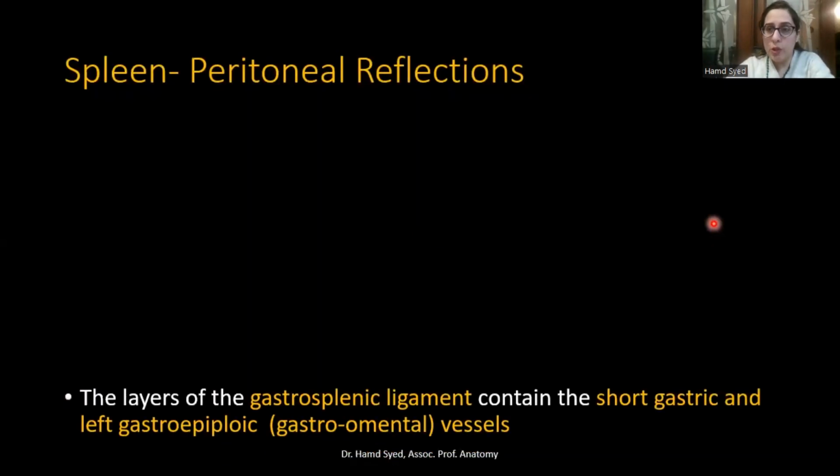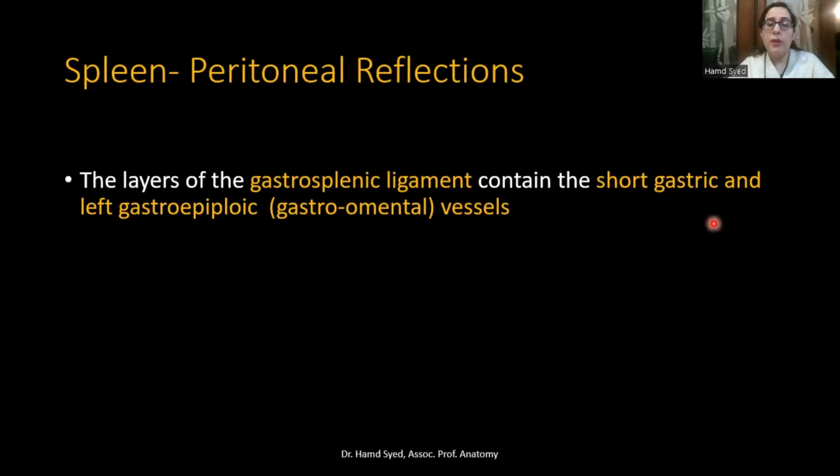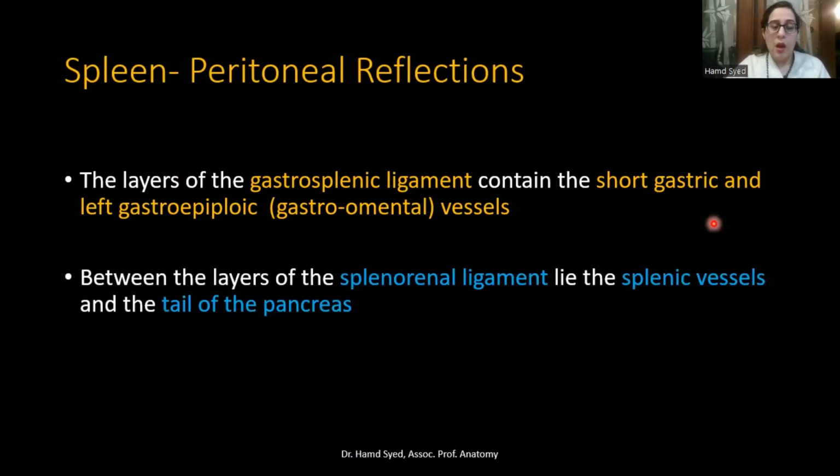Coming back to the peritoneal reflections, remember that the layers of the gastrosplenic ligament, which are attached to the hilar region of the spleen, they contain the short gastric and the left gastroepiploic vessels. And between the layers of the splenorenal ligament lie the splenic vessels and the tail of the pancreas.